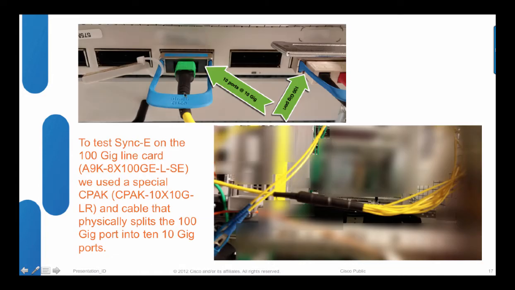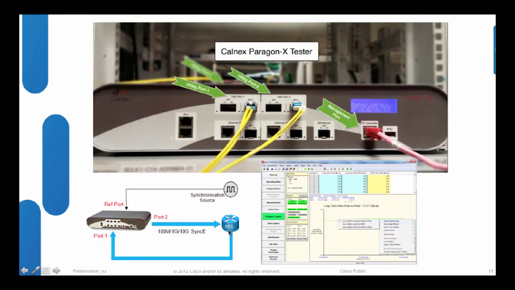And this is just to show you how we're measuring it. We don't have a 100 gig interface, so what we're using is this special CPAC cable that gives us these separate 10 gigabits per second ports, and we're using these to communicate back to the Calnex on here.